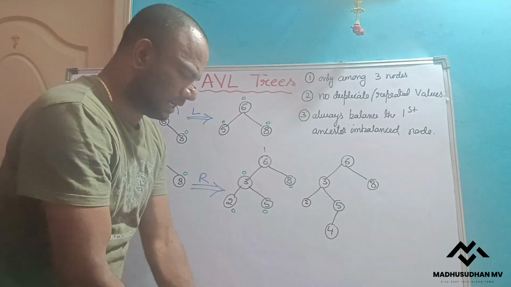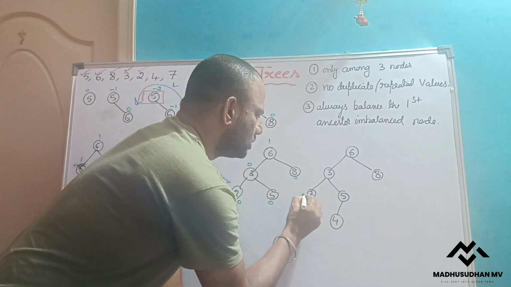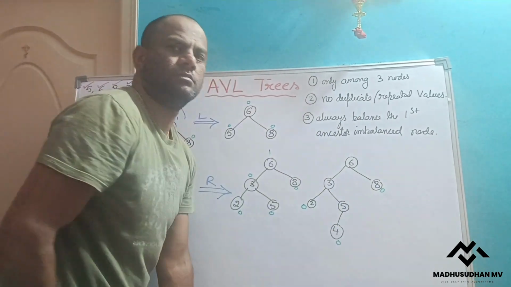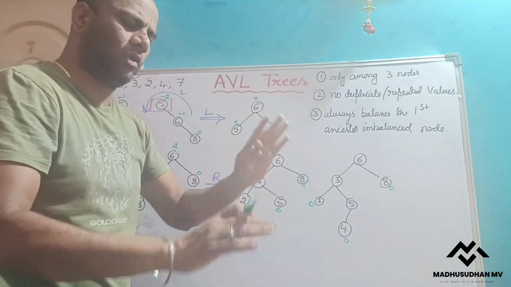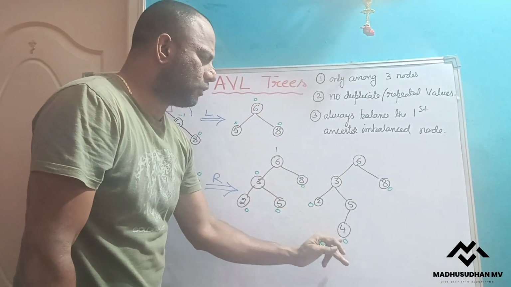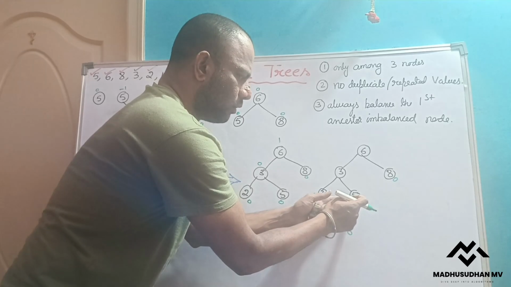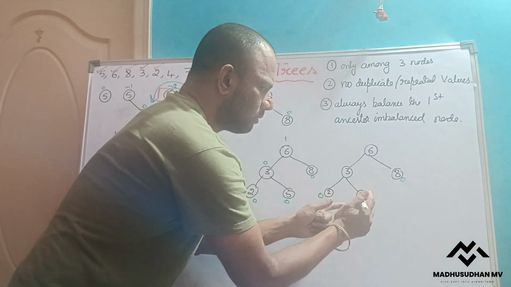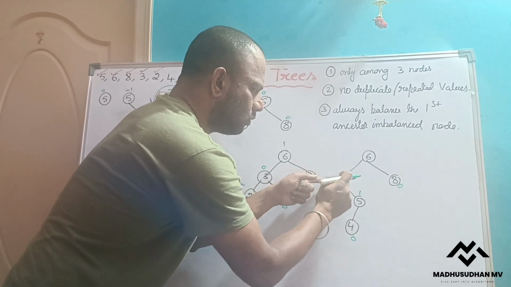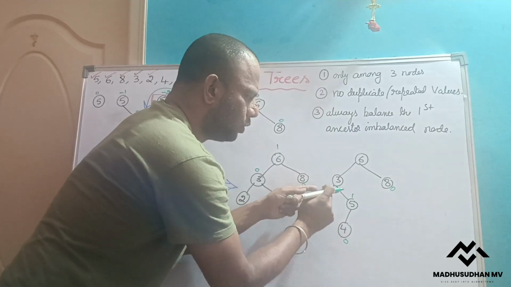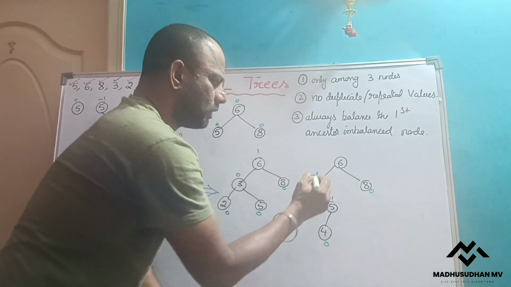Now again calculate the balance factor of this one. See, root node 0, 0, root node 0. Always leaf node, leaf node balance factor is always 0. Now check this one. Left subtree 1, 0, 1 minus 0, 1. Here 1, 1, 2. Right subtree 1, 2. 1 minus 2, minus 1.